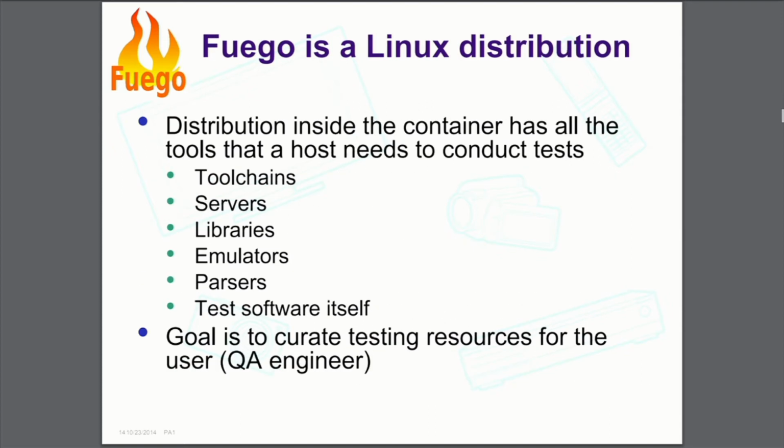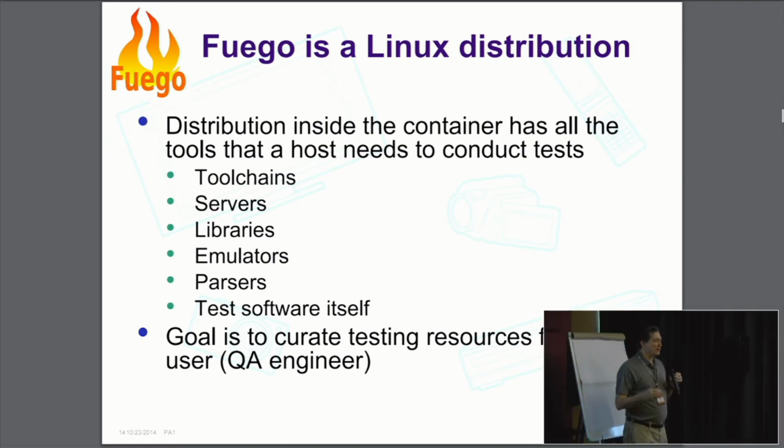And then Fuego itself, we also view Fuego as being a Linux distribution. So like I said, we have a curated set of libraries that we think are useful for testing purposes. For instance, we have ImageMagick and Selenium, which can be installed by default. There are other things like the iPerf server, libraries, tool chains, and emulators that come pre-installed, so you don't have to go hunt those down and figure out the dependencies that your test needs in order to run. The goal is to curate this stuff so that test developers don't have to do that curation themselves.